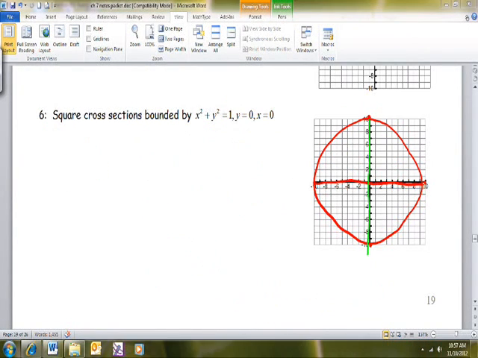Alright, so for the second cross sections, first thing we've got to realize is we have square cross sections. So the area of a square is nice, it's just our side squared. And if I make a volume, we'll have a dx. Now, x squared plus y squared equals 1. If you remember your conics, that's a circle of radius 1.